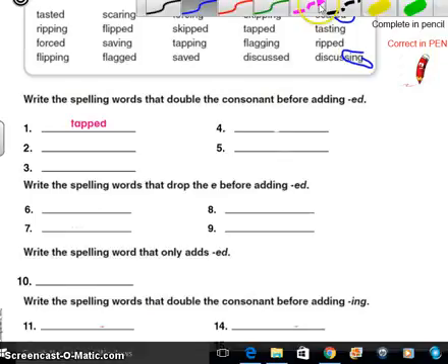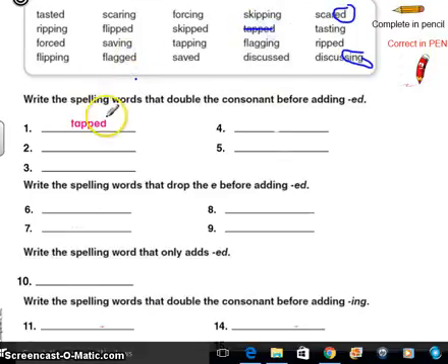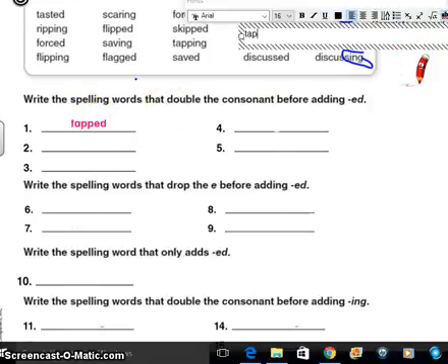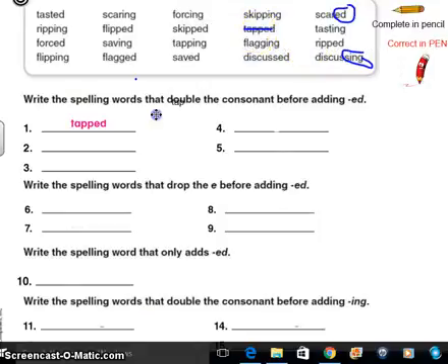Now, they don't have to go in any particular order. Now, remember, that has a double consonant, and then I added an ed. Because normally, tap would just be T-A-P, okay? So I have to double the consonant before I add the ed.